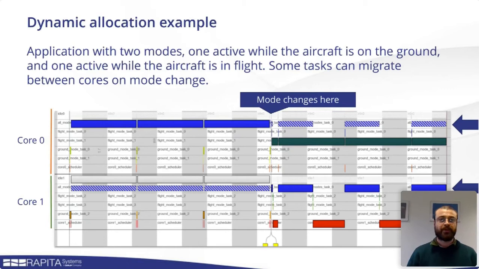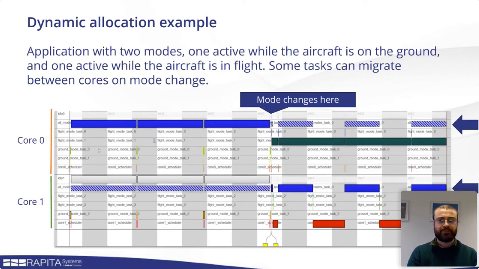And you can see there are two modes here. The first mode, which is on the left side of this diagram, is maybe a mode that's active while an aircraft is on the ground. And then the mode on the right that happens at some later time is a mode which is active while the aircraft is in flight. And you notice that some of the tasks annotated in these swim lanes are flight mode tasks which appear only during flight mode, and some of them are ground mode tasks which appear only during ground mode.